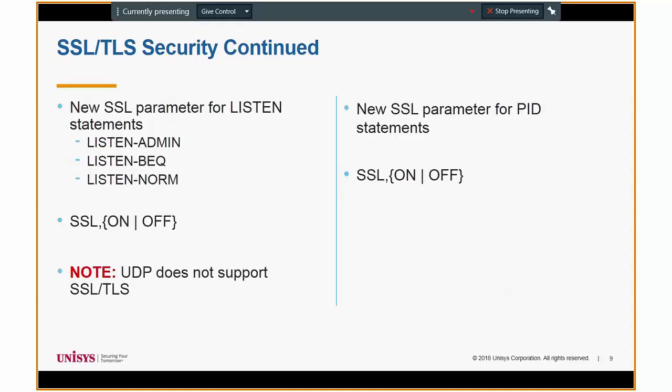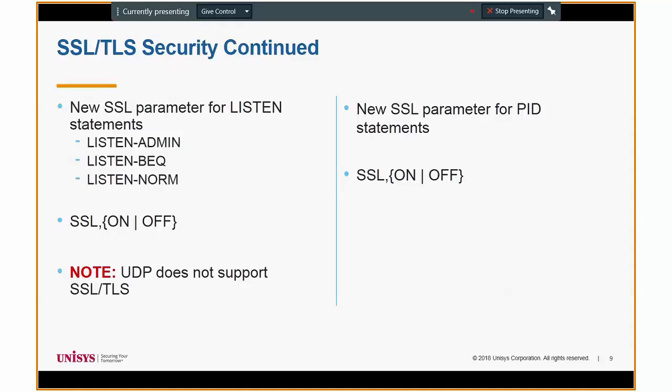The new SSL parameter for listen statements works for listen admin, listen bequeath, and listen norm configuration statements. SSL can either be turned on or off depending on if you choose to use security or not. Listen UDPs were not updated to use SSL TLS as UDP does not support SSL TLS.